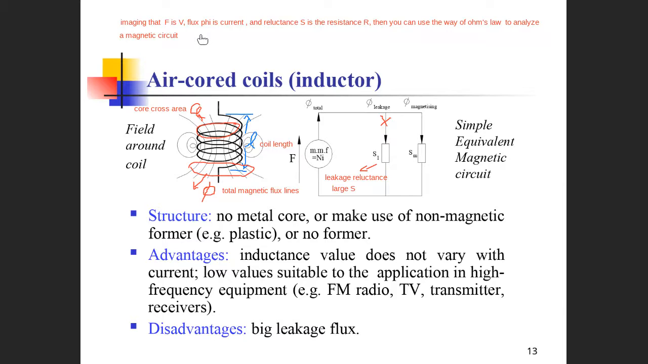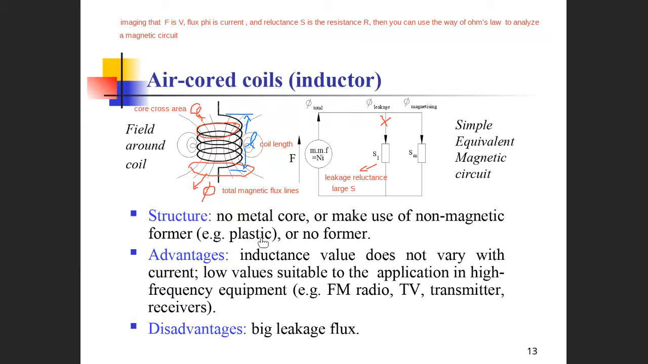Students may still ask me how to deal with a parallel branch, how to deal with a series branch, how to deal with two coils in series, and so on. Many similar questions will appear. But once again, you can use the laws you learned for the electric circuit to analyze the magnetic circuit. The only thing is that you imagine the magnetic force F is the voltage, the flux is the current, and the reluctance is the resistance. So this is an important issue.